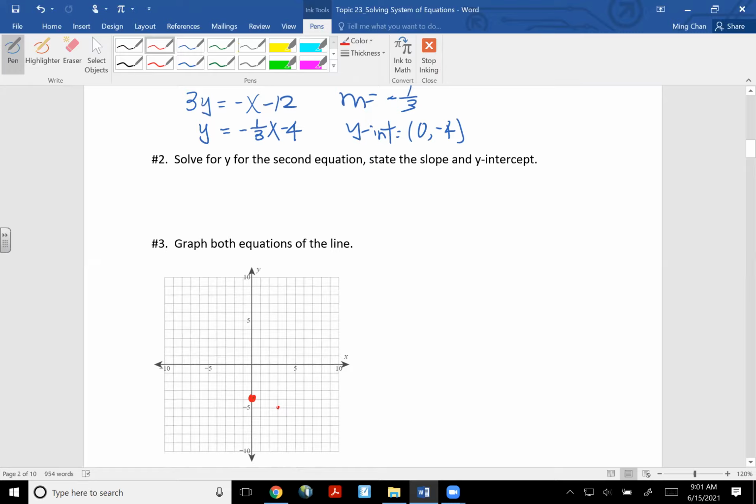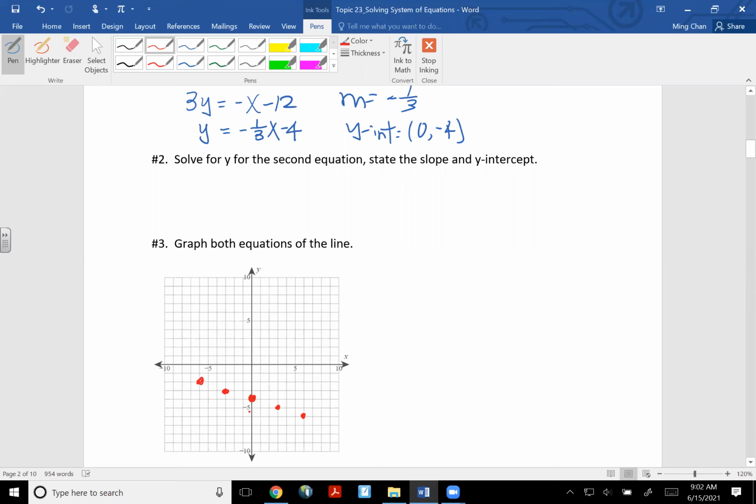Down 1 to the right 3. 1, 2, 3. So I'm going to give myself a couple more points. Down 1 to the right 3. 1, 2, 3. I'm going to backtrack a little bit before my y-intercept. To go backwards, I will go up 1 to the left 3. One more: up 1 to the left 3. So I backtrack a couple of points from my y-intercept.